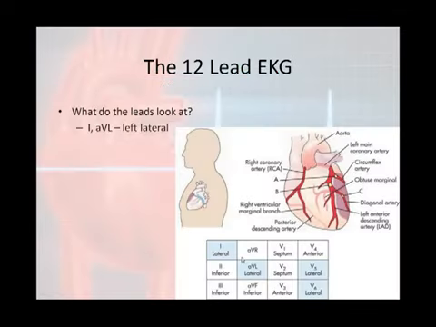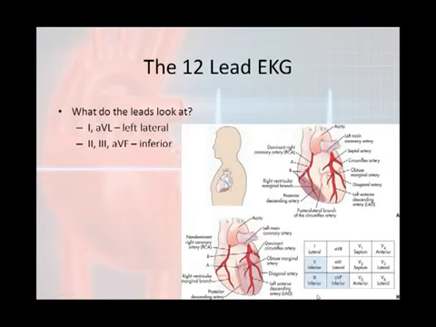So now, what do the leads actually look at? Leads 1 and AVL, V5, and V6: if you're looking at a standard 12 lead, lead 1 and AVL are your lateral, V5 and V6 are your lateral. They're always going to be located right there. Leads 2, 3, and AVF are looking at the inferior wall of the heart. All three of those leads are located in the lower left corner of the 12 lead, and they are connected.